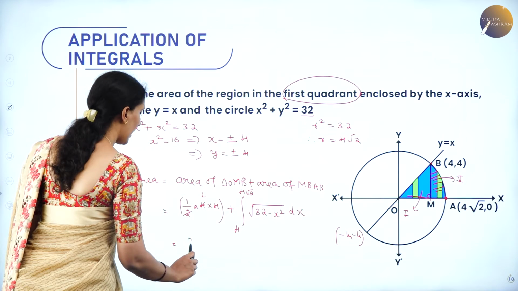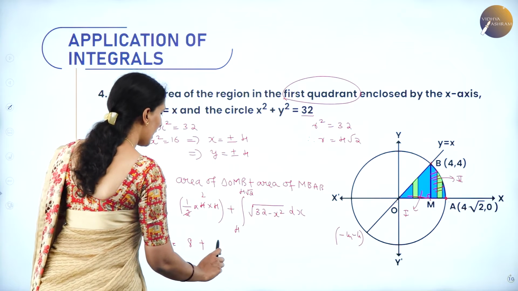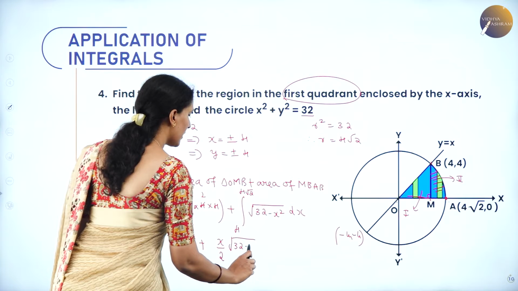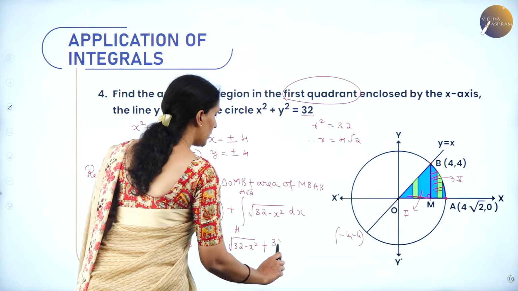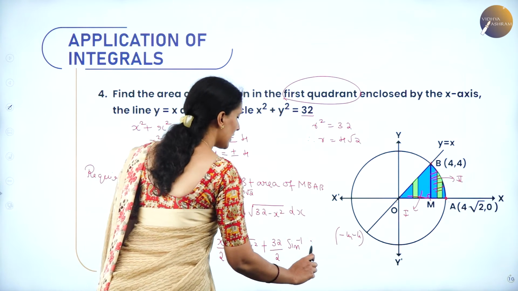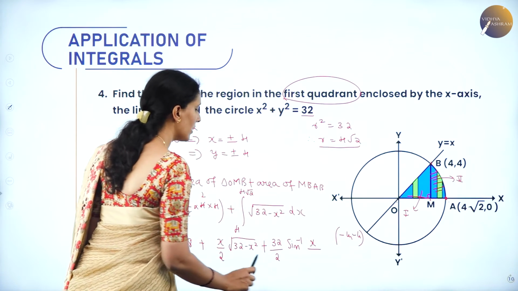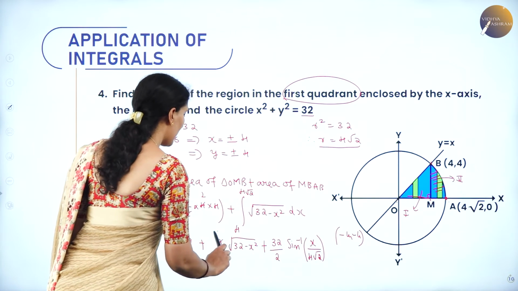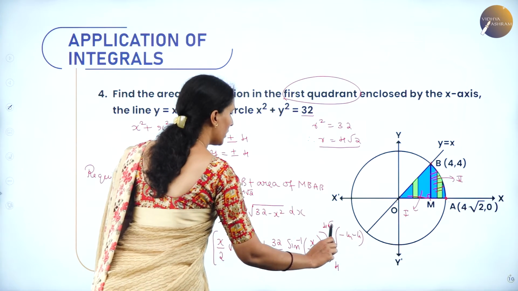This can be written as 8, and here this becomes x by 2 root of 32 minus x square plus a square is 32 here. So therefore it is 32 by 2 sine inverse x, so sine inverse x divided by a. What is the value of a? That is, a can be taken as radius, which is 4 root 2. So 4 root 2, and apply the limits from 4 to 4 root 2 here.